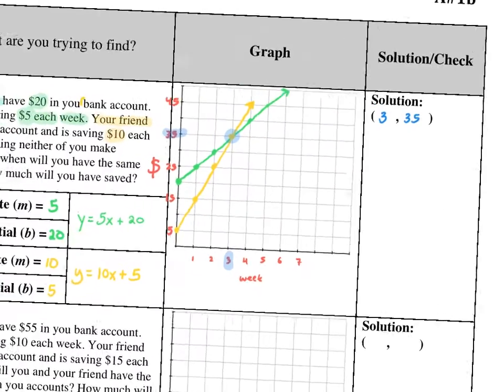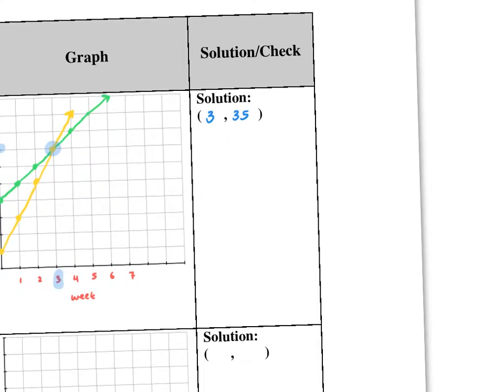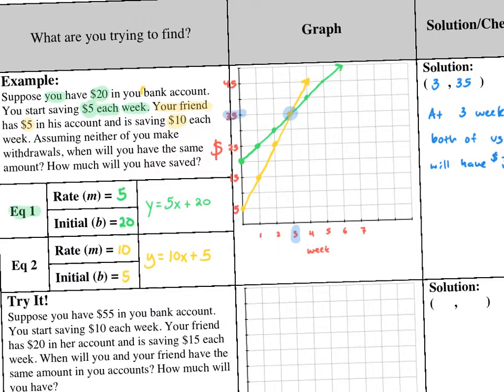So in other words, at 3 weeks, both of us will have $35. And there we go. So let's just double check real quick though. Here, let's see, 3 weeks. If I plug 3 here, $15 plus 20. Good, that is 35. Now 3 weeks here gives me 30 plus 5. Great, so perfect, also 35.